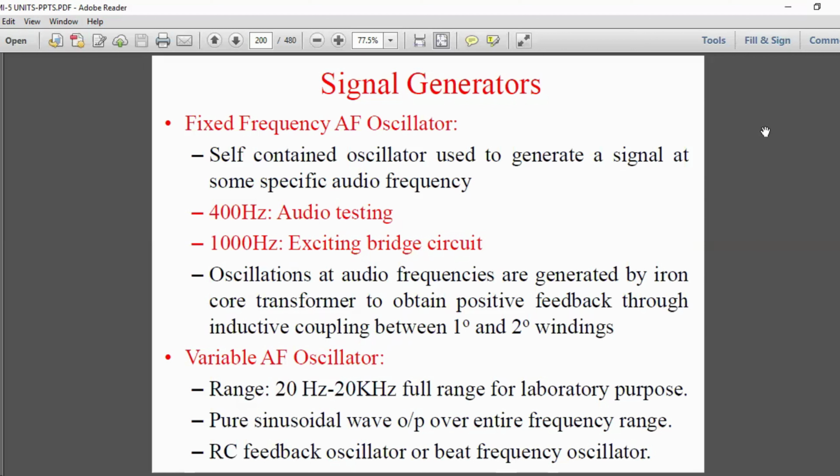And then the pure sinusoidal wave output over the entire frequency range is acquired. And the RC feedback oscillator or the beat frequency oscillator is being used here.